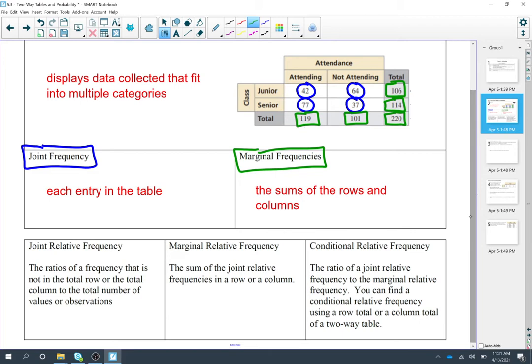Now, joint relative frequency are the ratios of a frequency that is not in the total row or the total column to the total number of values or observations. So, for example, if we're talking about joint, I'm going to take one of my joint frequencies, let's say 42, and I'm going to compare it to the absolute total, which is 220 in the table. That would just be one example. And by finding that number or that probability, it would tell me, okay, 42 of the people in this survey are juniors who would be attending this function.